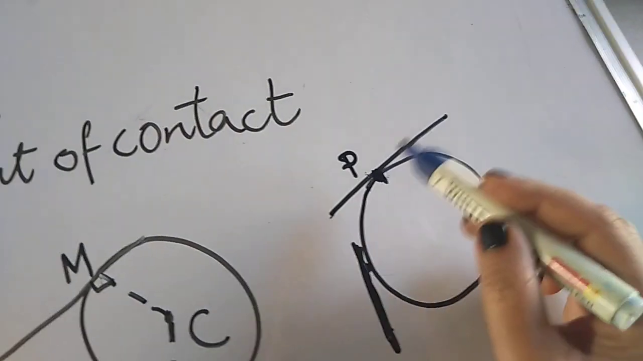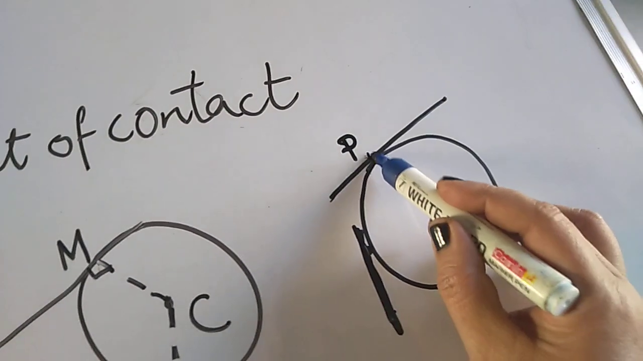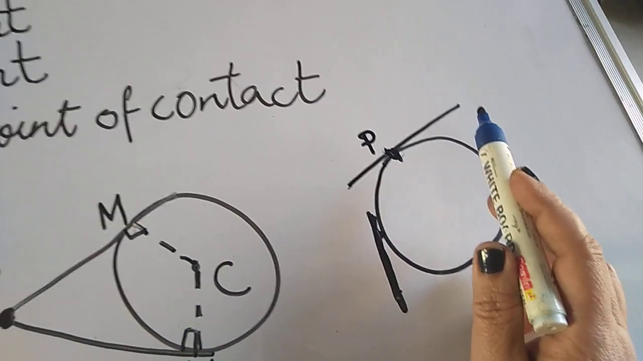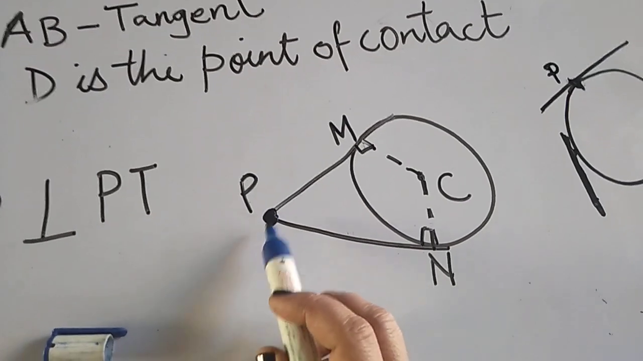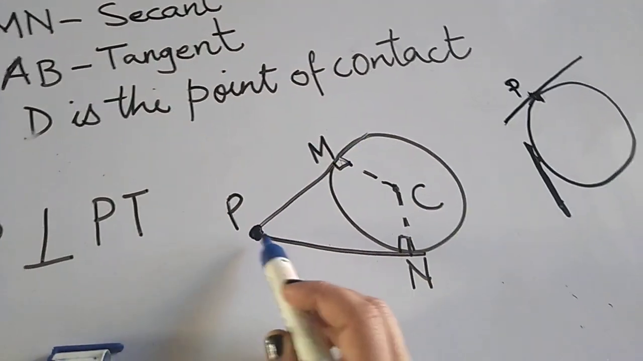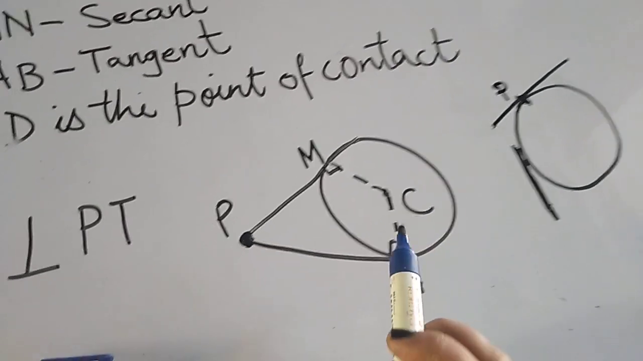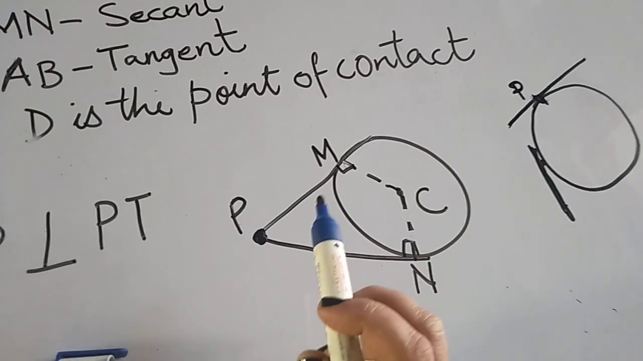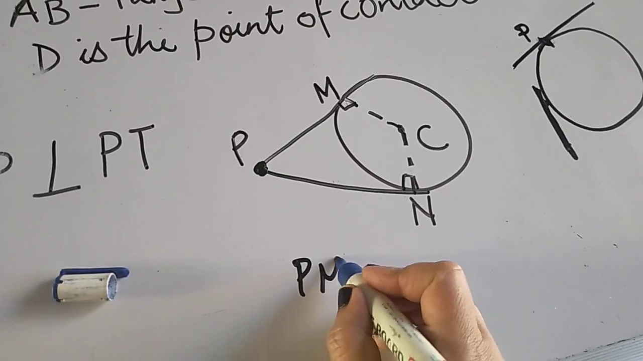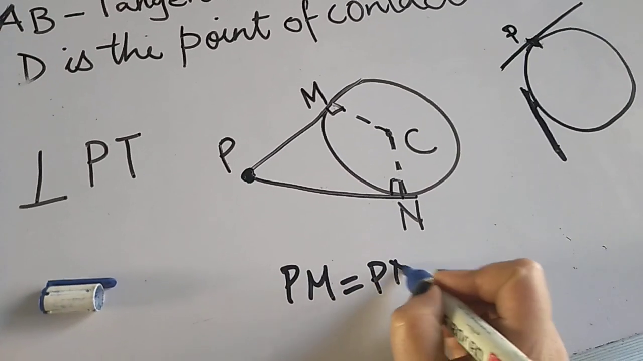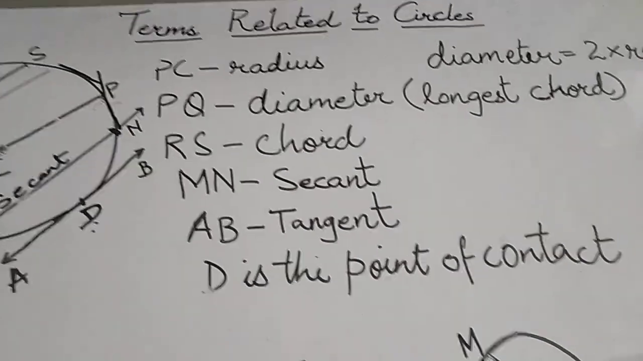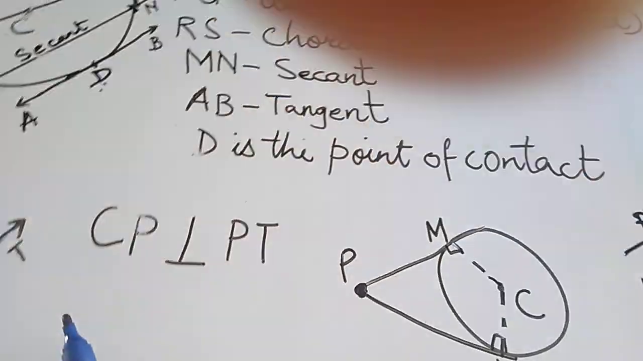If there is a point on the circle, one and only one tangent can be drawn. And if a point lies outside the circle, you can draw two tangents which touch the circle. Only two tangents can be drawn and both these tangents are equal. You can say that PM is equal to PN. I hope it is clear, children. Now coming to other terms.